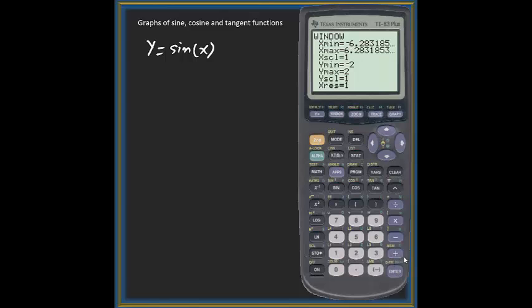and then y min, y max, negative 2, positive 2 is fine because we are interested between negative 1 and positive 1. You know that the amplitude of sine x is between negative 1 and positive 1. Now we can graph your function and then see what happens. So this is your sine function.